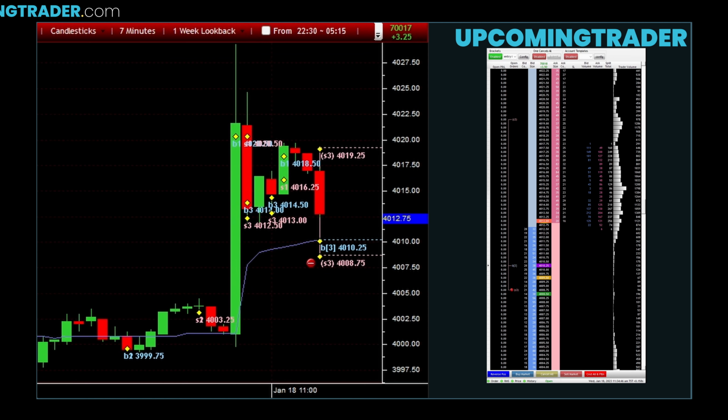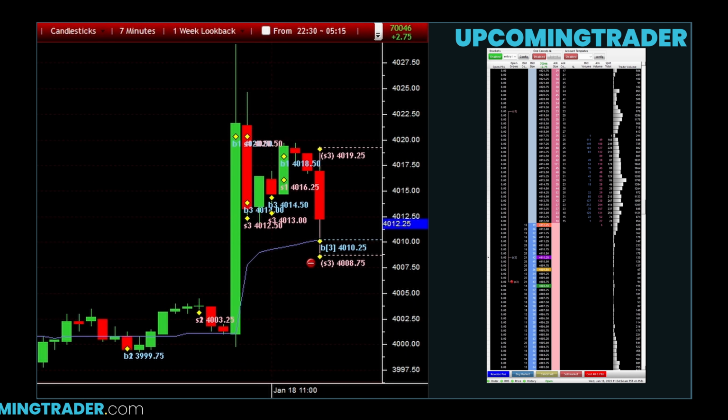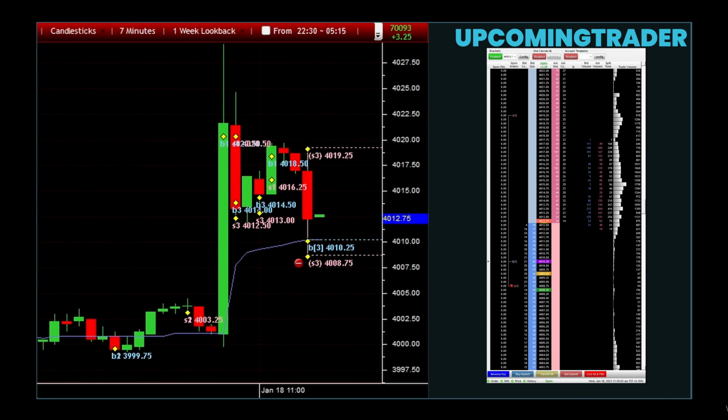Channels also provide clear places to set stop losses and profit targets. Your stop loss should be placed just below the recent support in an uptrend or just above the recent resistance in a downtrend. You can also use the lower boundary of a channel as a stop loss level in an uptrend or the upper boundary in a downtrend.